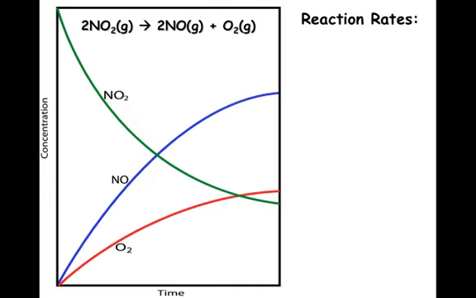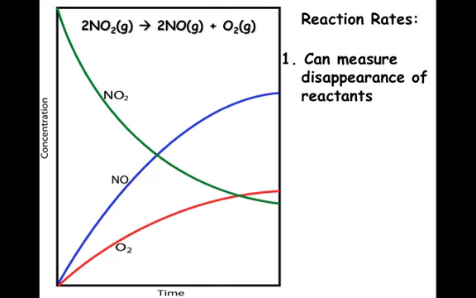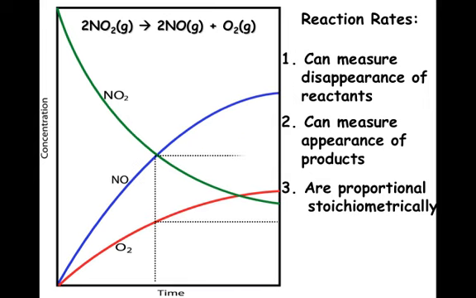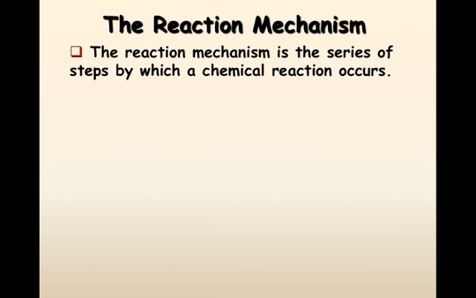Here's our graph again, showing how the blue and the green are opposites. NO2 is decreasing, NO is increasing, but at the same rate because the stoichiometric coefficients are equal. And oxygen is half that of NO because it's a 1:2 ratio. So we can measure disappearance, we can measure appearance, and they are proportional stoichiometrically. So again, you've seen this before, just a quick recap.